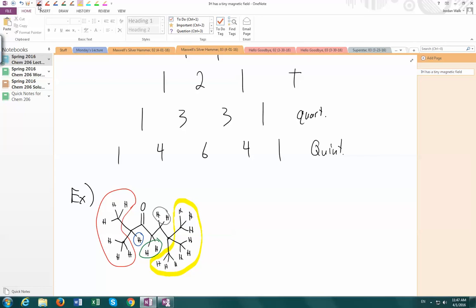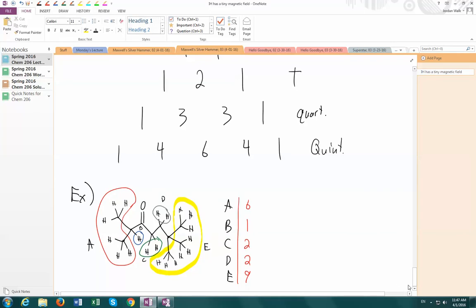All right, so we have how many signals expected? 5. So we'll say A, B, C, D, E. And so if we thought about peak areas, what would the number of protons be for signal A? It'd be 6, and then for B, C, D, and E it'd be 1, 2, 2, 9. And so that would ultimately be our peak ratios, right? If we integrated, that would be what we ended up with.